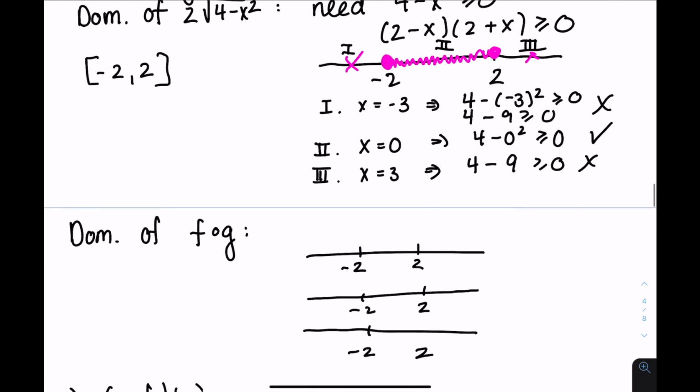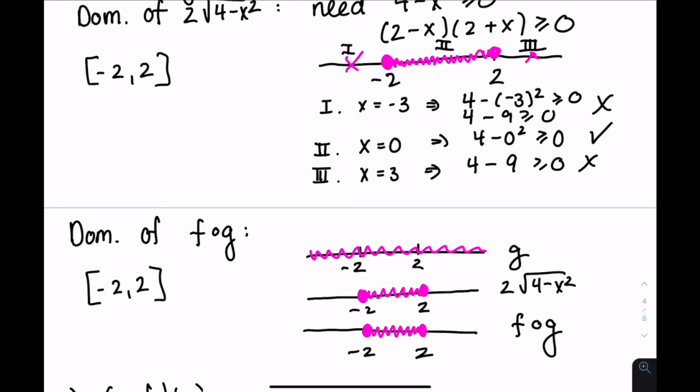So now when I want the composite function, I need to go through a few things. I need to see the domain of the inside function, the domain of the end result expression I got, and that will tell me the domain of the composite. So for g, we could be whatever we wanted. For the ending function, 2 root 4 minus x squared, you can only equal negative 2 to 2. So for the composite function, I want the overlap between these two, which is going to be exactly from negative 2 to 2. So the domain of the composite function is -2 to 2.